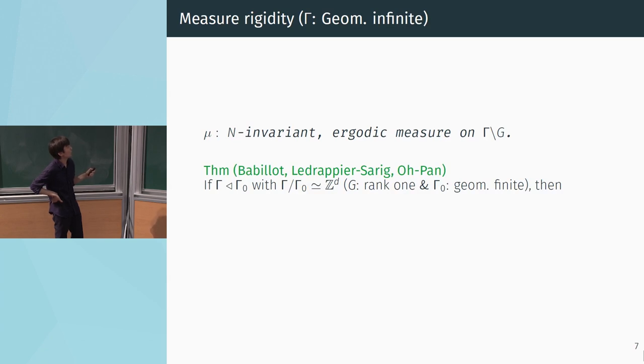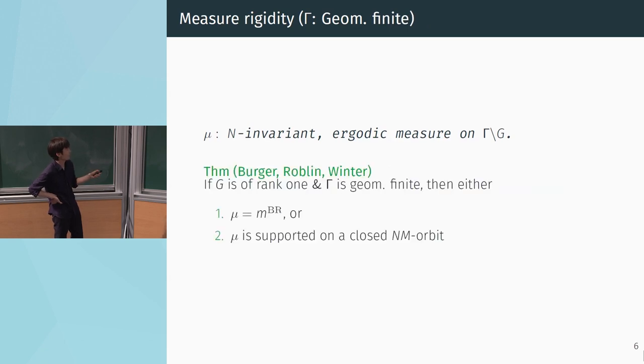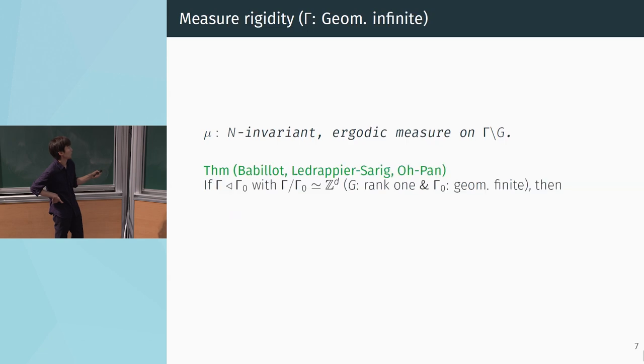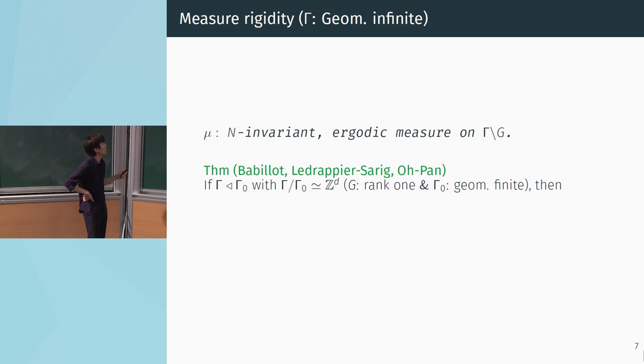So you have a gamma which is a geometrically infinite subgroup. Then this was observed by Babillot and then Ledrappier, I guess, that there could be more than one Burger-Roblin measure, unlike in the previous case where in the geometrically finite case there was a canonical one. In that case, there can be more than one. I think that Ledrappier and Sarig gave a classification for a particular case, which is the following.